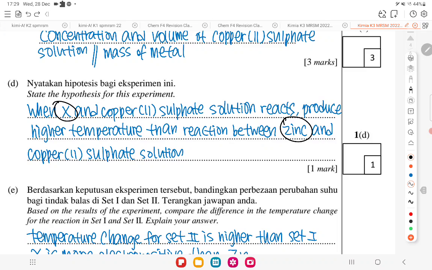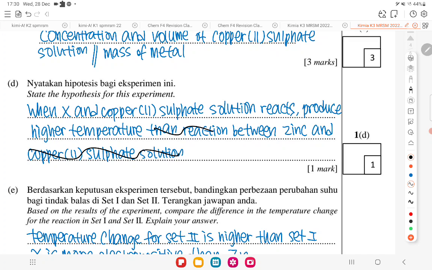With X and copper sulfate, the temperature change is higher. So this is a very clear relationship. Okay, so that's it. Some students are very careless. They only write that when X and copper sulfate solution reacts, they produce a higher temperature.